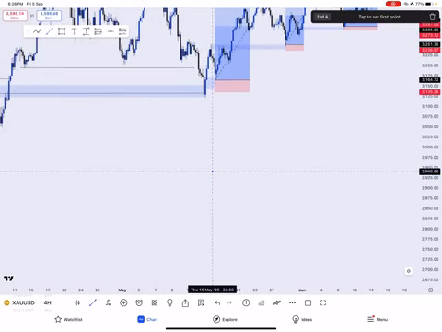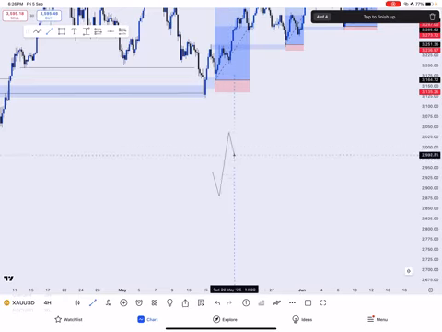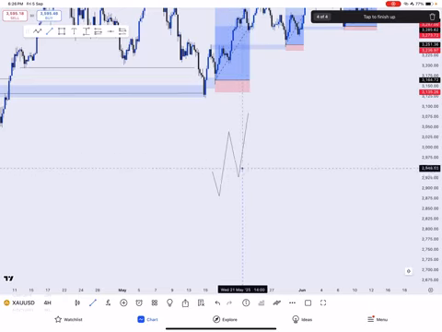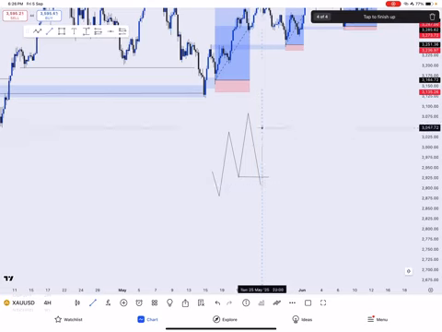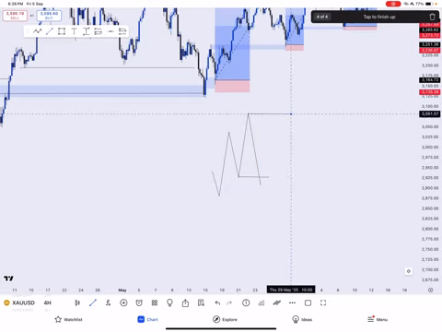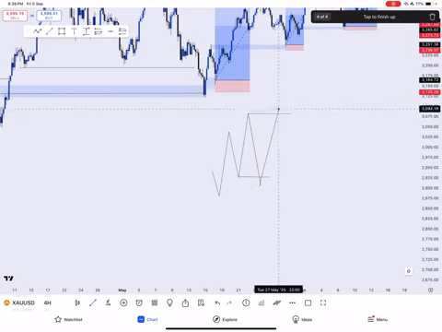You're meant to get a break of structure, get your inducement, eventually price will take out your inducement, then trigger your POI, and the take profit level will be the last high before your point of interest got triggered. So here will be your take profit level.